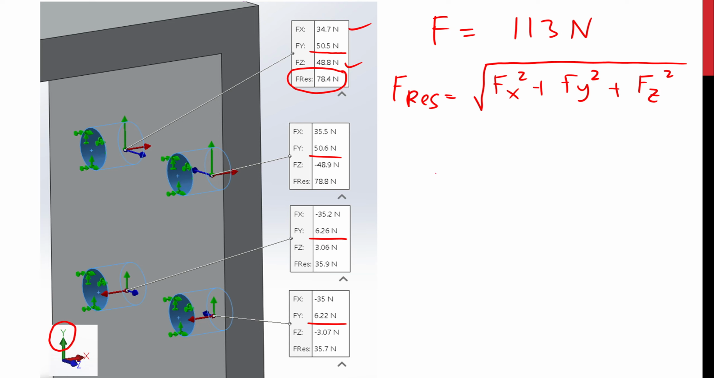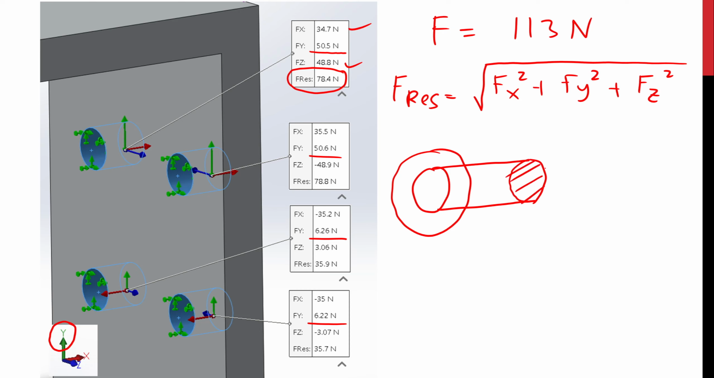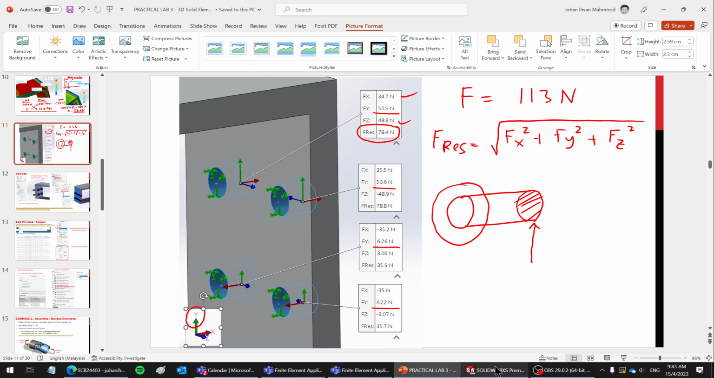However, if you can imagine a bolt, like that, bolted joint. So the majority of the forces is failing due to shear. Shear meaning forces in this direction, which is y. So since our load is very low, it's about 113, so it should be okay. Okay, so what else we can do here?